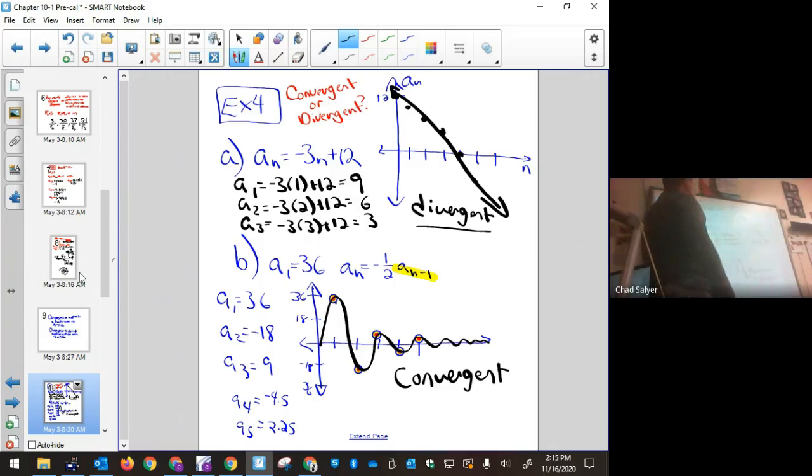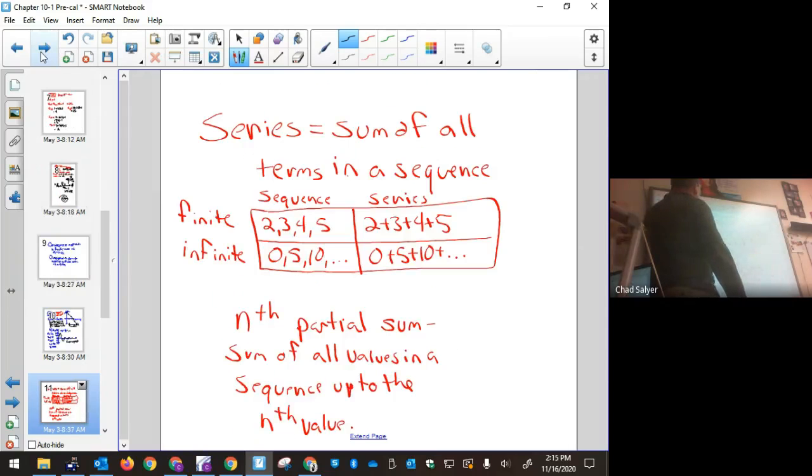Convergent versus divergent. So a series is the sum of all terms in a sequence. I've got a finite series. You can choose a certain finite number of terms to sum, and that would look like this. Could be infinite, and it would go on and on forever. And sometimes infinite sums are defined in some very interesting cases. We'll get to those in part 3, I think, when I do some of those. But the nth partial sum is the sum of all values in a sequence up to the nth value.